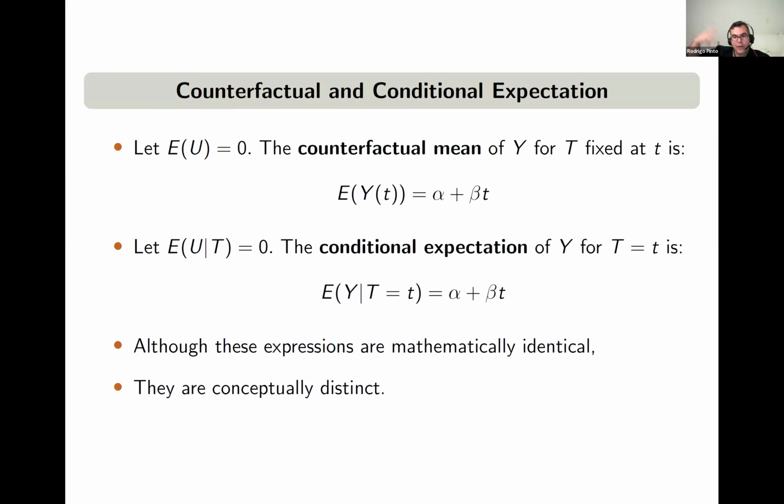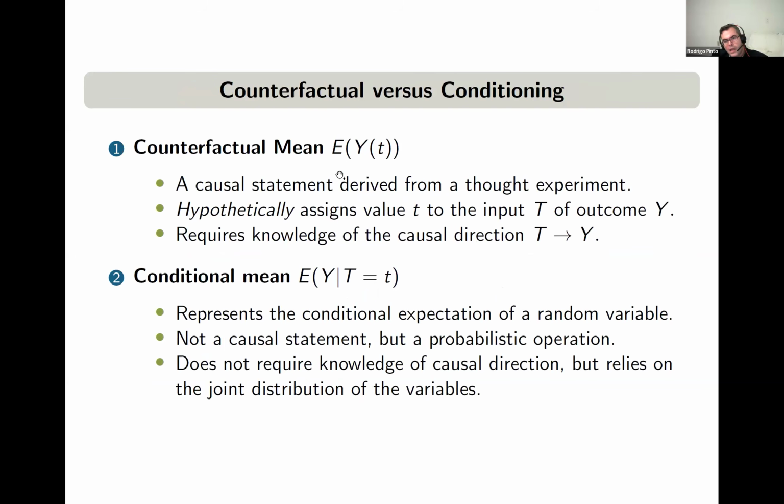In this little example, I'm conflating two concepts. One is the counterfactual mean of the outcome y that is generated by fixing the variable t to value little t, while the other is simply the conditional expectation. Again, these two operations have the same mathematical formula. They're mathematically identical, but quite distinct in nature. The counterfactual mean is a causal statement. It's derived by fixing the variable t to a value, so I'm hypothetically assigning a value little t to an input that actually causes the outcome y.